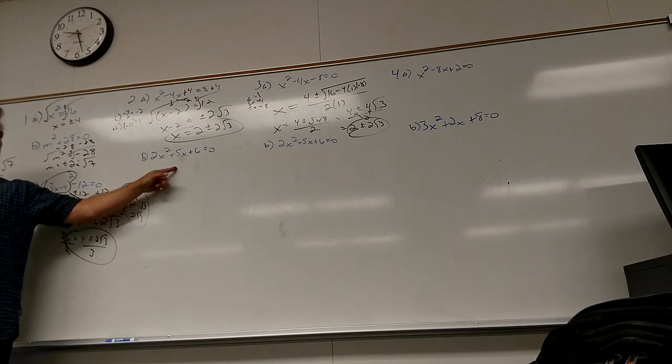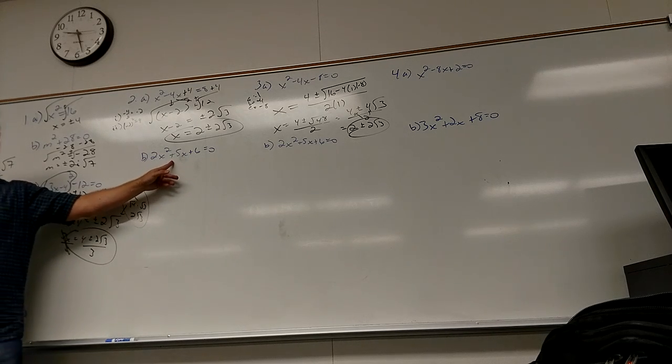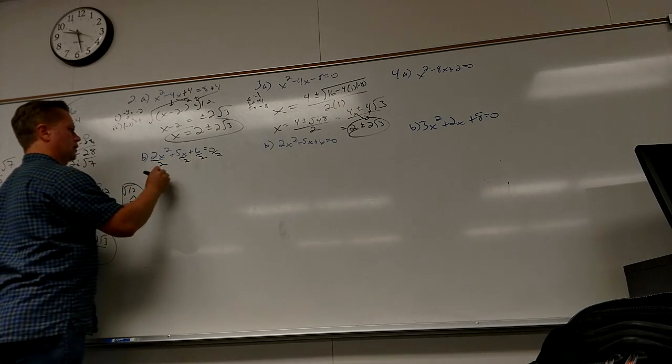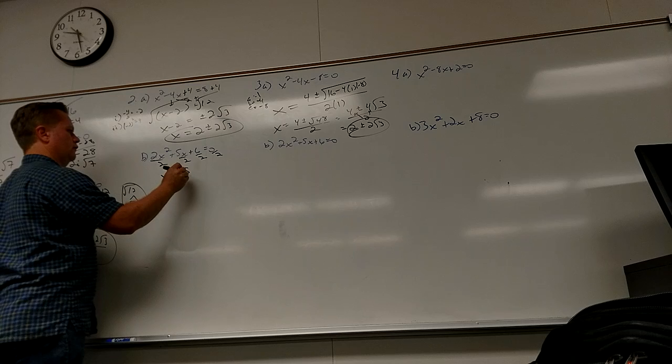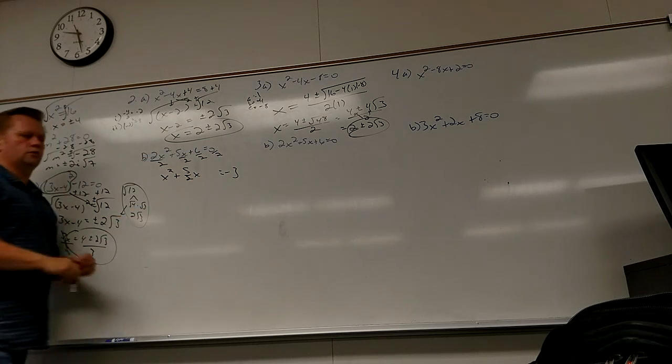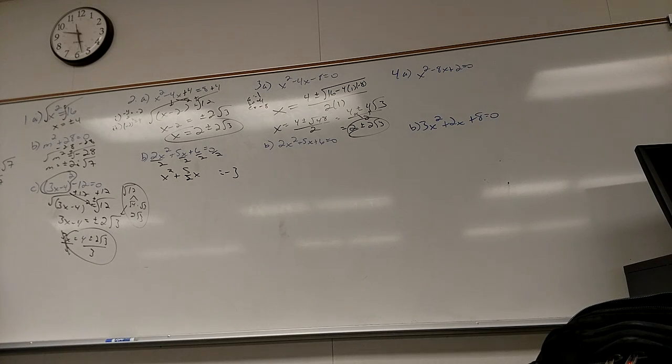Alright. So now, to complete the square for this guy, what do I have to do? Divide by 2. Yeah. Divide by 2. So I get x squared plus 5 over 2 x. Might as well move the 3 over. Is this cool?